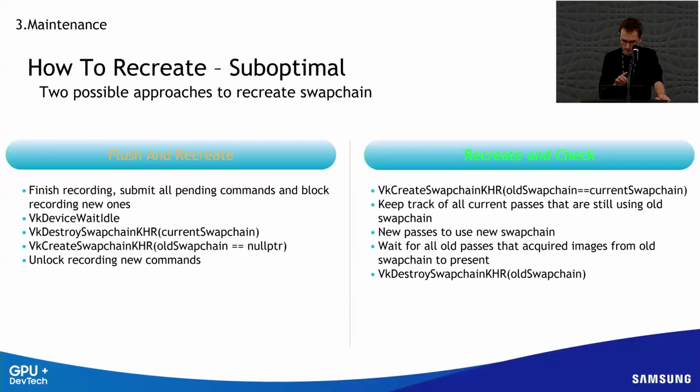Flush and recreate could be considered where memory is the main concern, as it has a low potential memory peak usage. But recreate and check is recommended when you care about the performance. And in 99% of the cases, it's the recommended one.